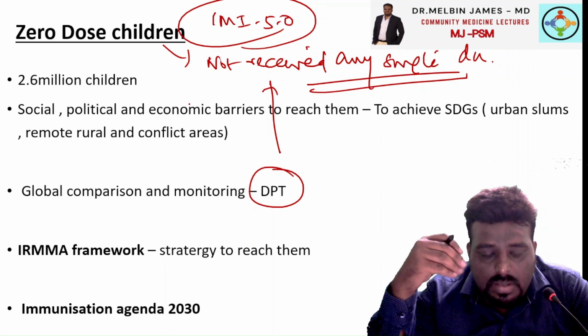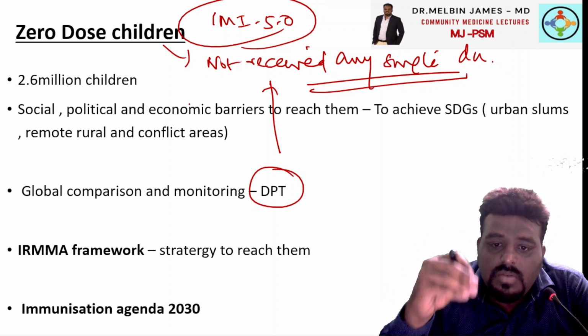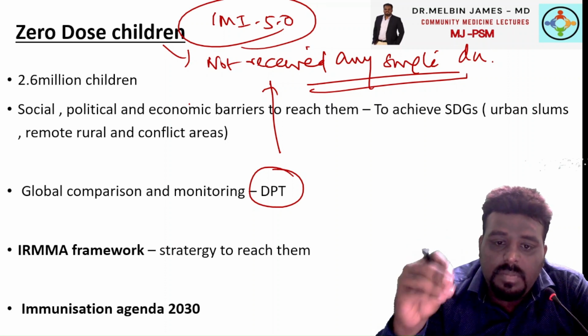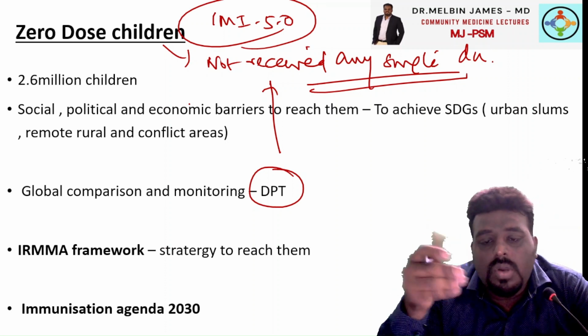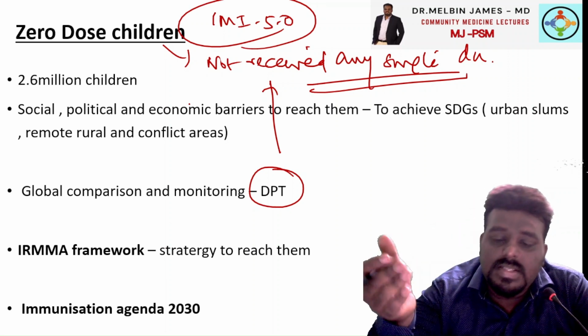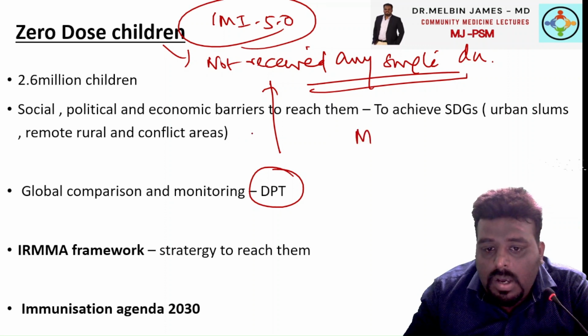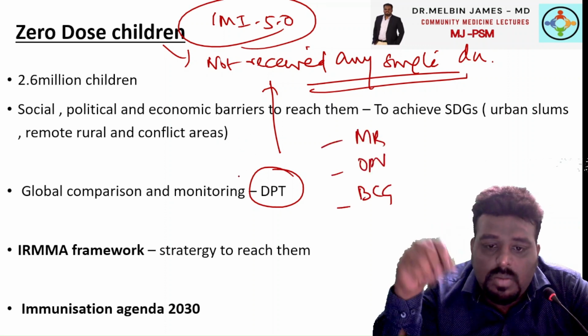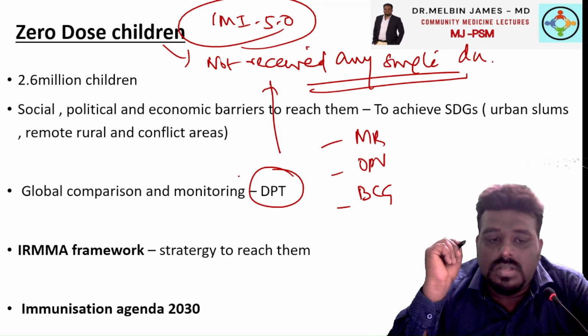To sum up, any child which has not received a single dose of DPT can be termed a zero dose child. Now you can ask me why other vaccines, such as MR, OPV, and BCG, have not been considered instead of DPT. Why have these three vaccines not been considered in the single dose definition of zero dose children?